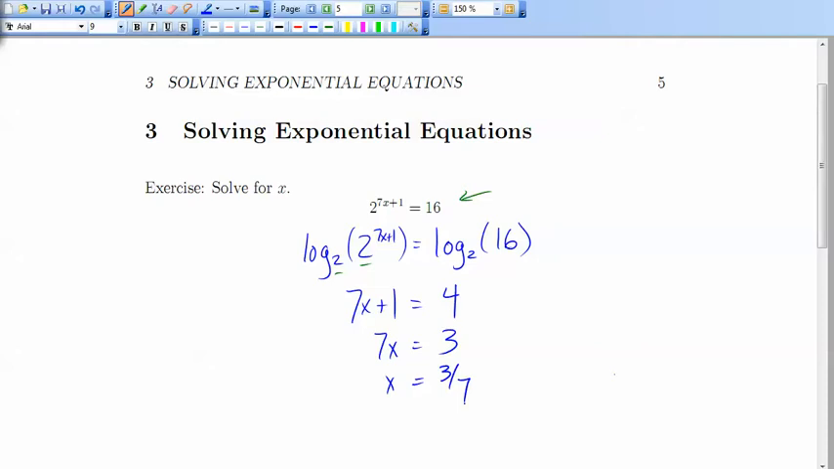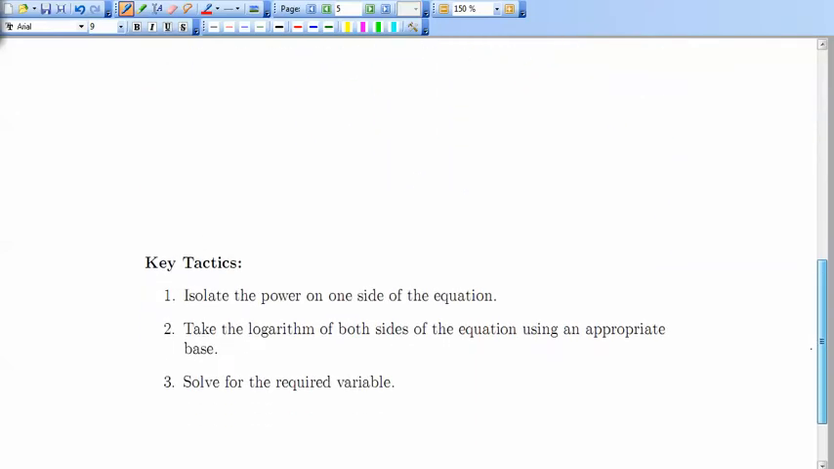And if you check that back in the original equation, of course, we would get 7 times 3/7 is 3 as our exponent, plus 1 is 4, and 2 to the 4 is 16. So it does work.